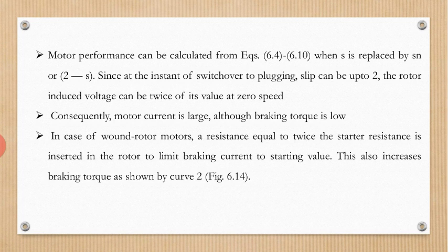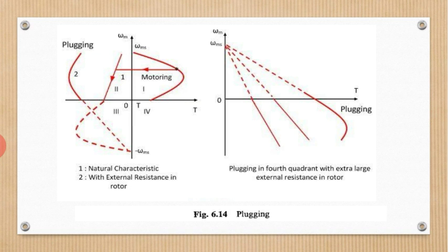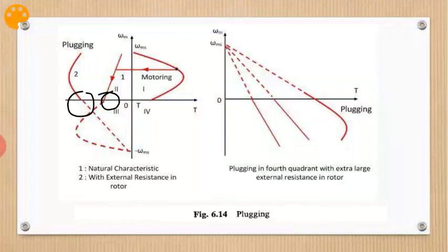So already I explained all these things. And one more thing needs to be observed here. One more point to concentrate on: the torque is not zero at zero speed. If you look at the torque, whether as the natural characteristic or with added resistance, we can see both cases in this one. The torque is not zero at zero speed.